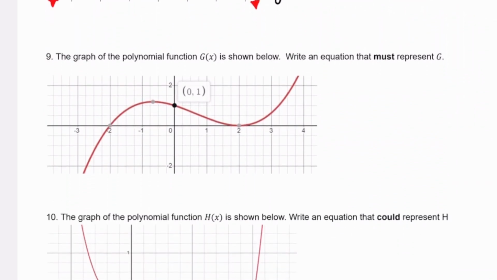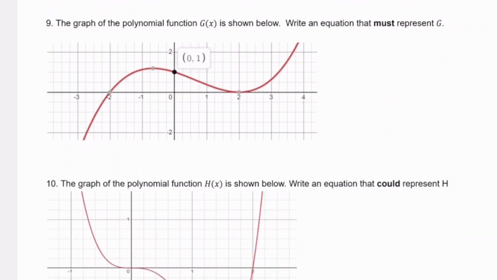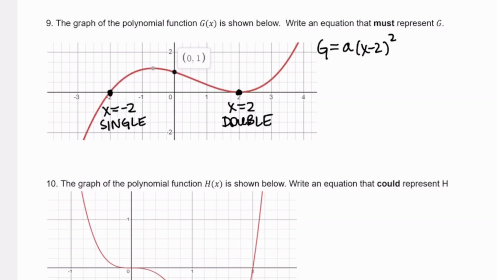Okay, now this next one, okay, an equation that must represent g, assuming that x equals 2 is a double root. Okay, so we'll write a minimal degree polynomial that would possibly represent g. So x equals 2, double root, and x equals -2, single root. Graph is passing through confidently. Okay, and a y-intercept at 0, 1. I'll come back on that in a minute. So g is going to be equal to some number times x minus 2 squared, because x equals 2 is the double root, times x minus negative 2 to the first power, because x equals negative 2 is a single root.